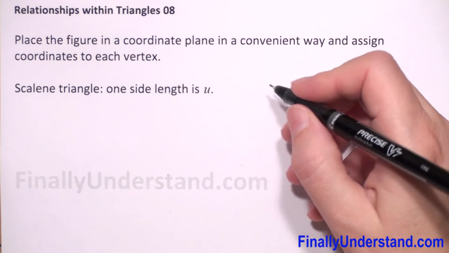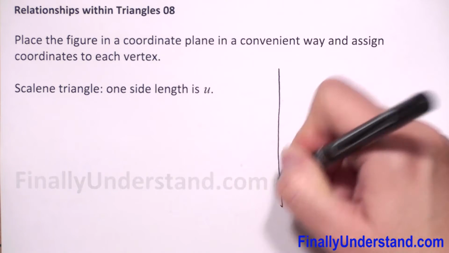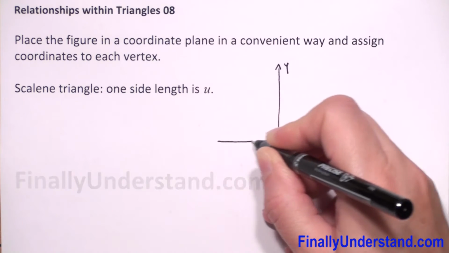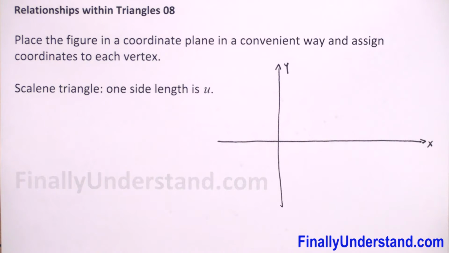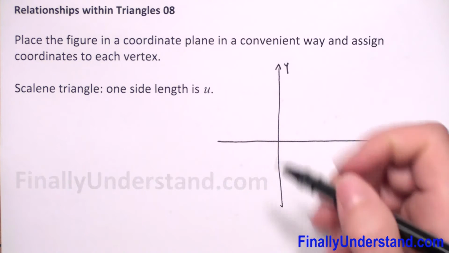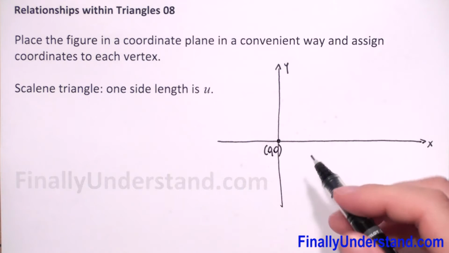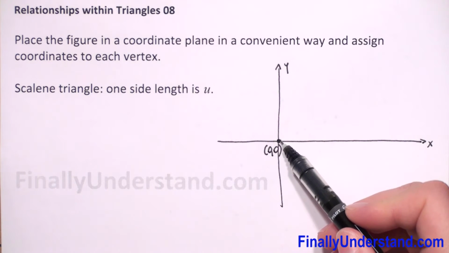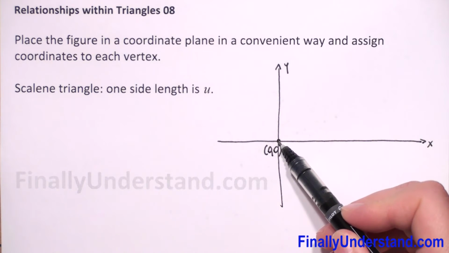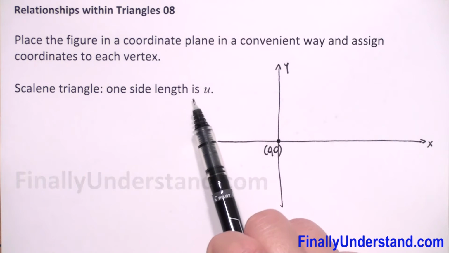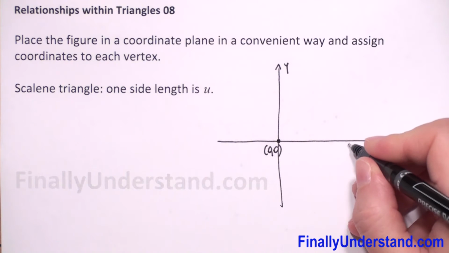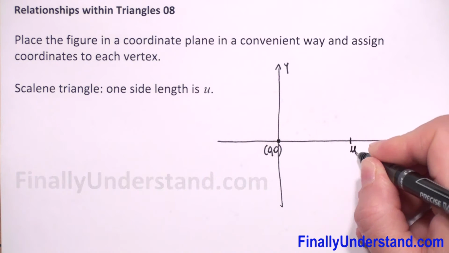So let's draw first the xy plane, y-axis and x-axis. Because it's easy to find the length of horizontal and vertical segments and distances from the origin, point (0, 0), we will place one vertex at the origin and we have that one side length is u. So let's put that here, this will be our u.